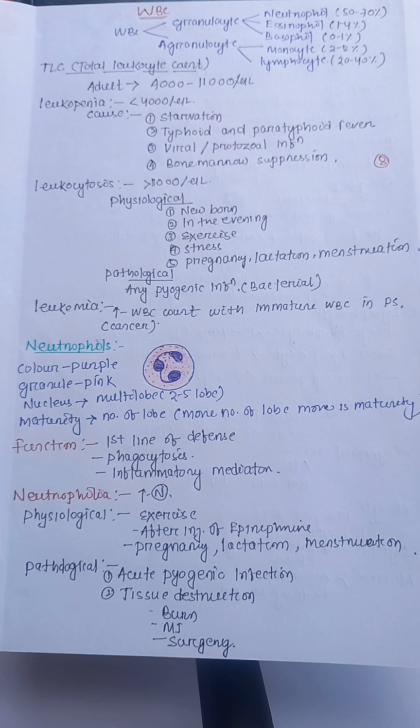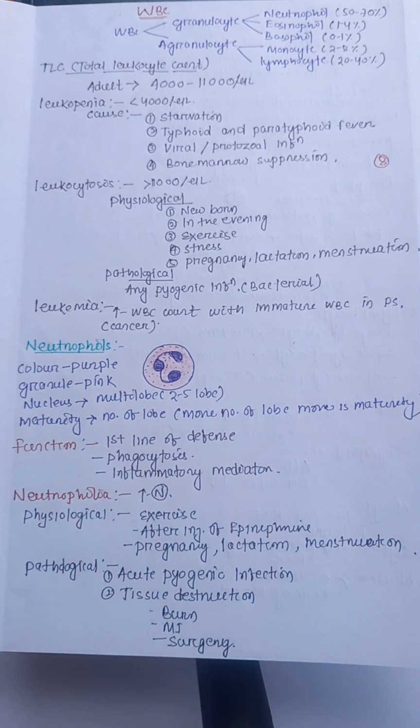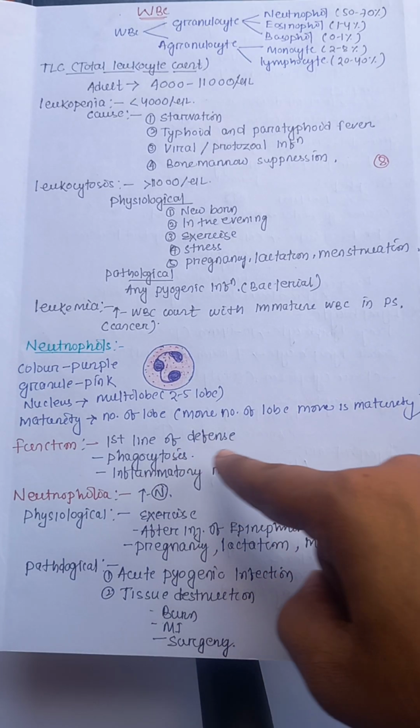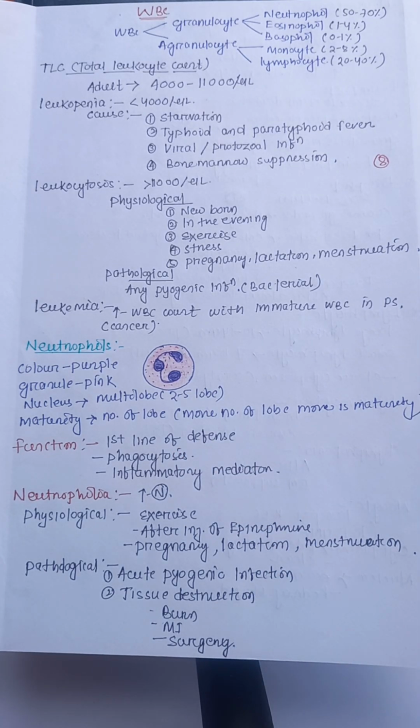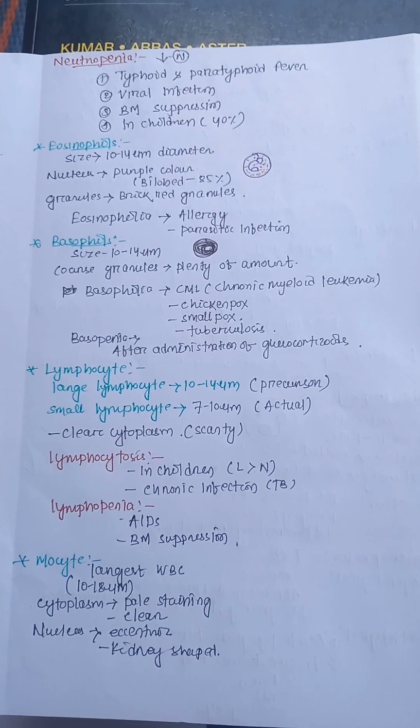So if there is any inflammation in the body, like burns, MI, and tissue injury, neutrophils must go there, and also it's the first line of defense. That means whenever anything first happens to our body, neutrophils go there, and the increase in number is called neutrophilia. And the next one is neutropenia.